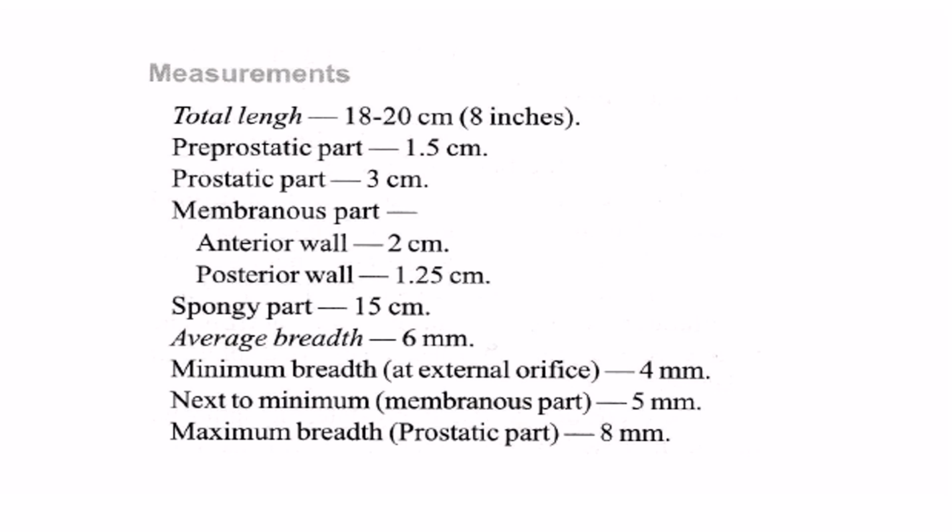The minimum breadth is seen at external orifice, that is 4 millimeter, whereas next to that the minimum breadth is observed in membranous part, which is around 5 millimeters, and the maximum breadth is observed in prostatic part, that is 8 millimeters.